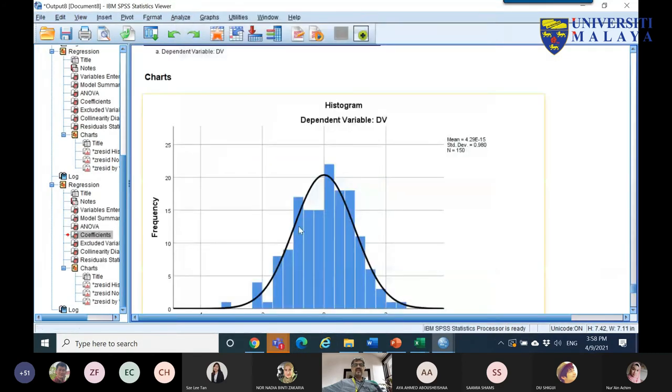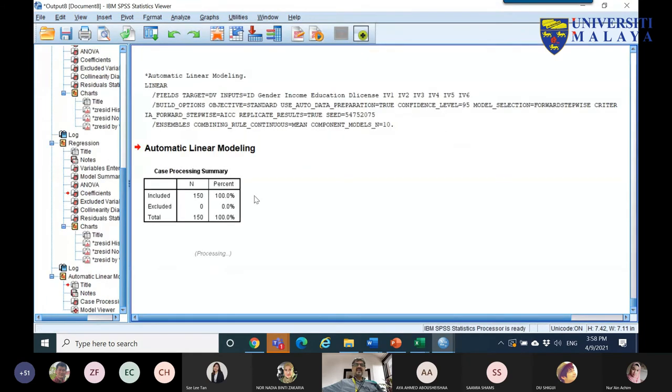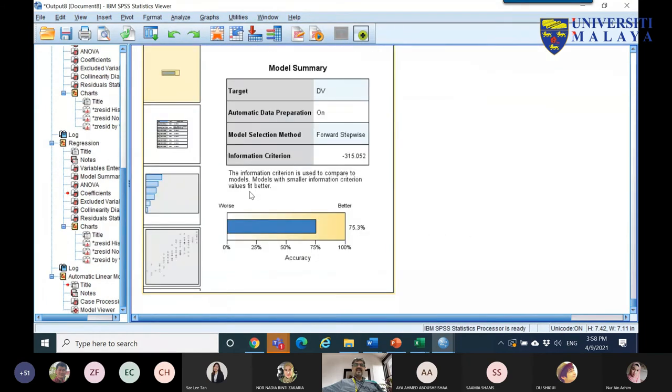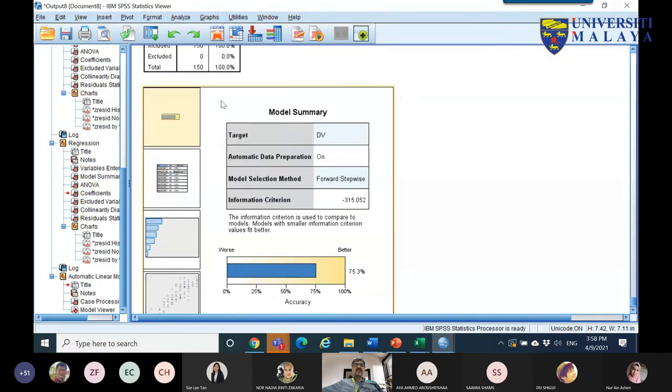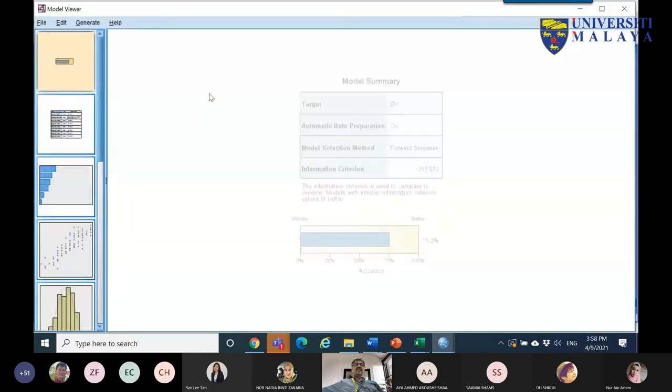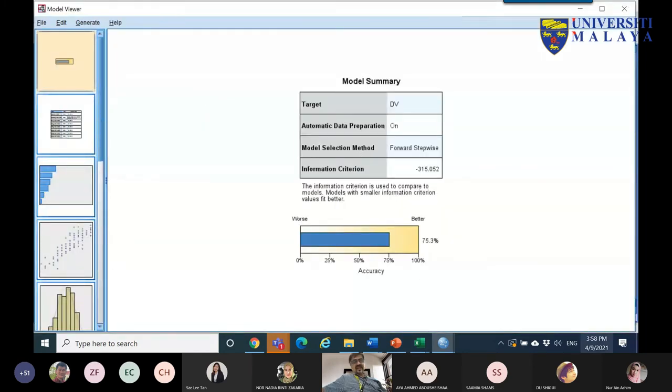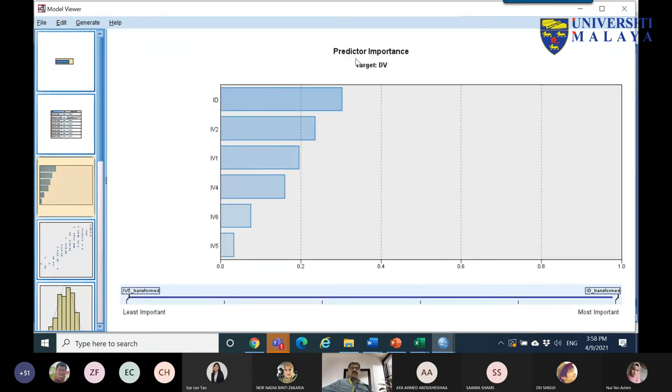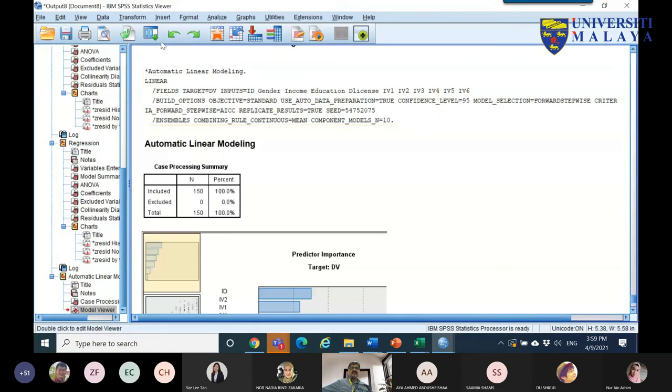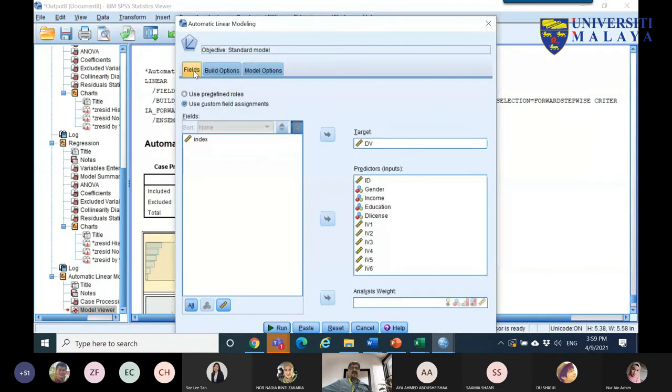I run the model. So when you run the model, you can see this box. This is an interactive box. You need to double click. When you double click on this box, you can see the history. So first of all, this is the target, forward stepwise, and this is the importance of the factors. Oh, I put ID. Sorry, I have to go back. In automatic, in the fields, ID should not be a predictor.